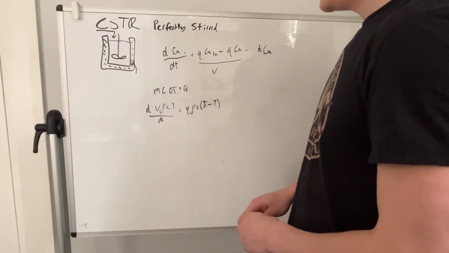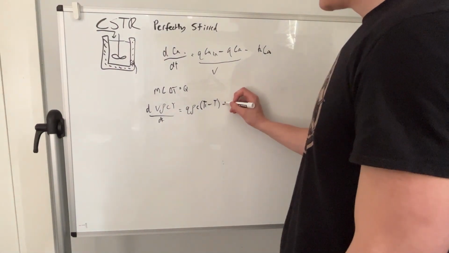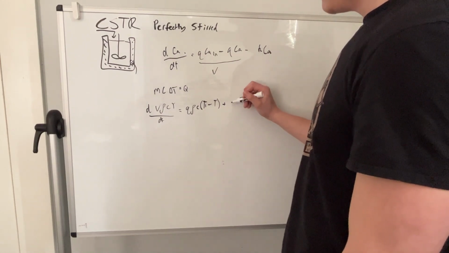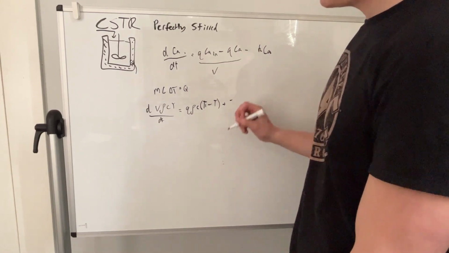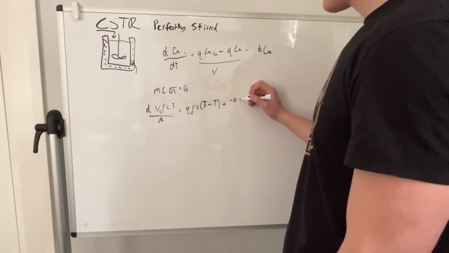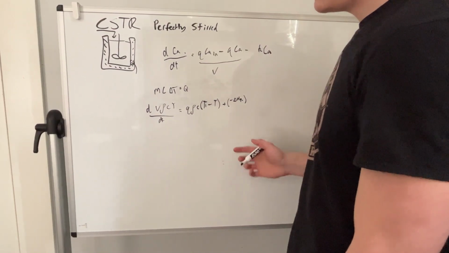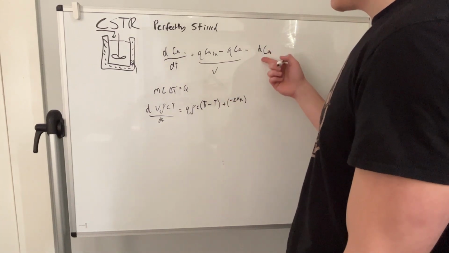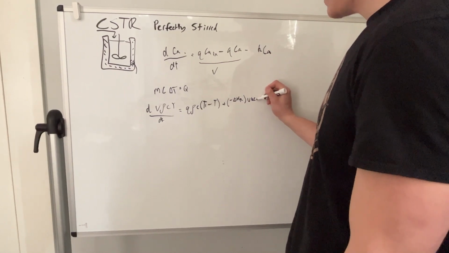And the next thing we'll need to do is account for the reaction taking place. So the energy from this will be represented by our heat of reaction, which in this case is exothermic, so it'll be negative, so delta HR. And this heat of reaction will be happening at a rate of the reaction, which we did solve for up here. So times V K CA.